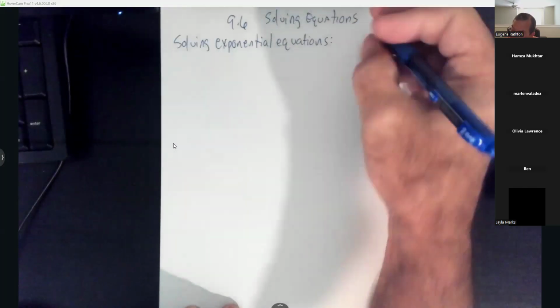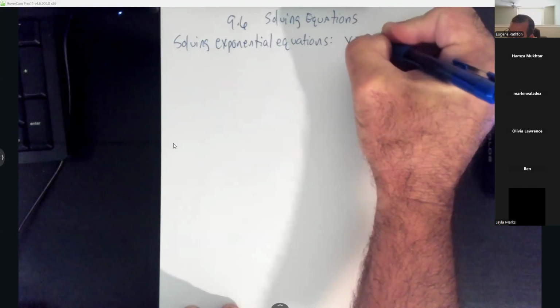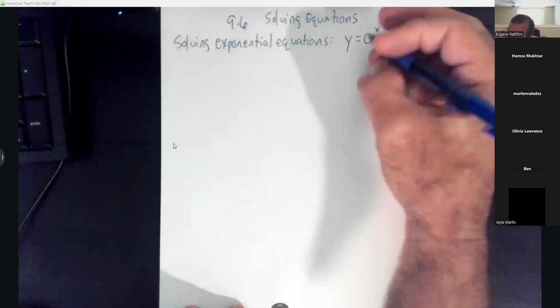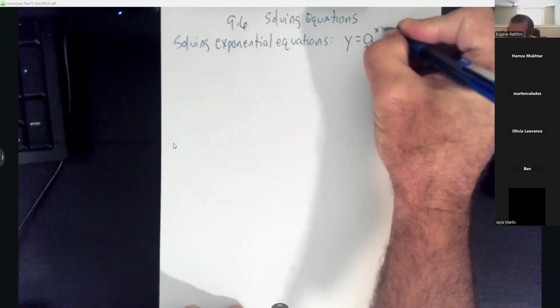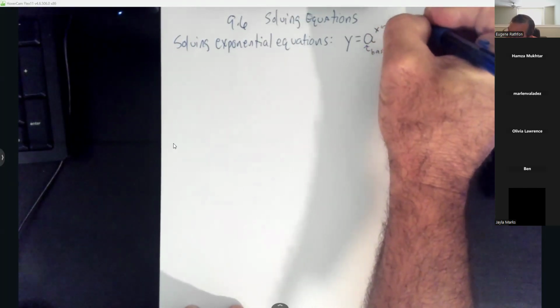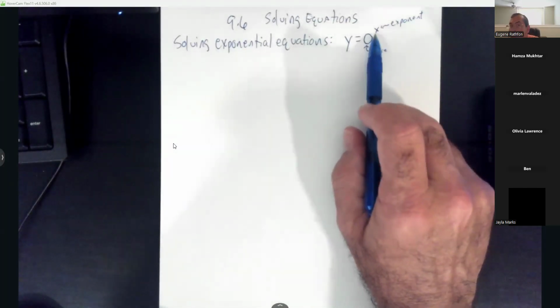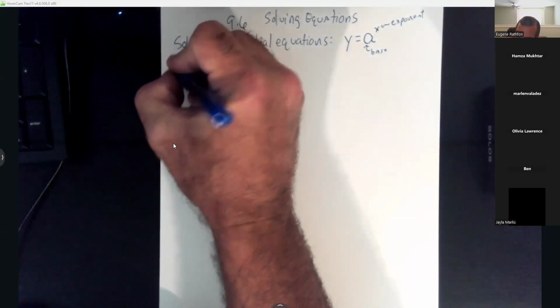And y'all remember, exponential equations will come in this form: y equals a to the x. Now remember, a is the base, and x is our exponent. So we'll be basically solving for the variable as it's an exponent, okay? So the steps to solving.